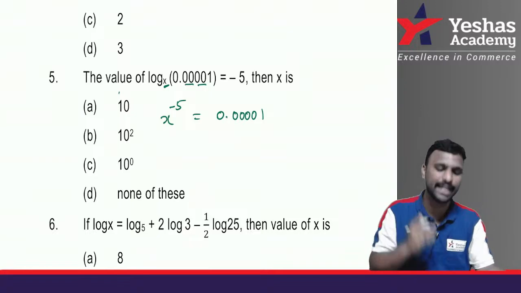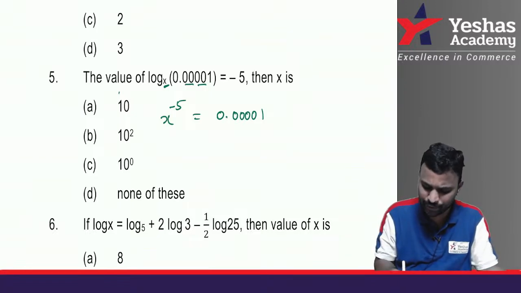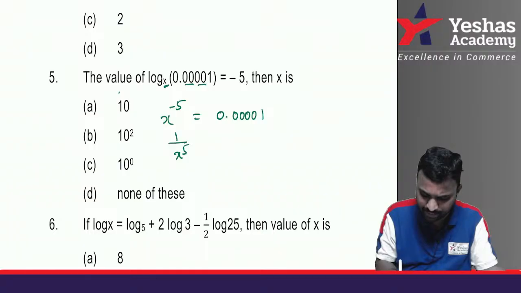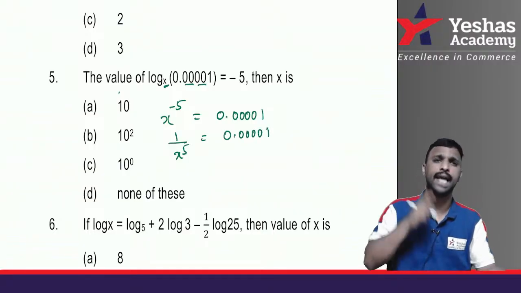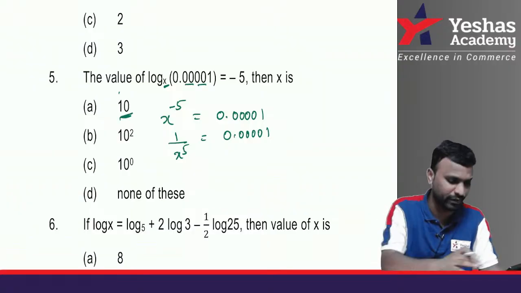0.00001. Now, where is x? Guys, x power -5 can be written as 1 by x power 5, isn't it? Which is equal to 0.00001. Now where is x? X is in the options. Let me hit the first option.